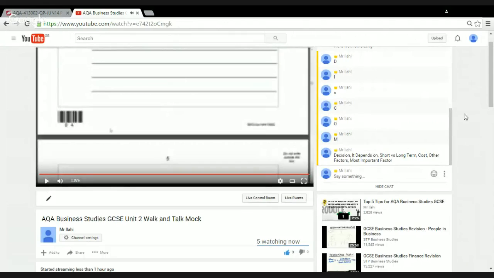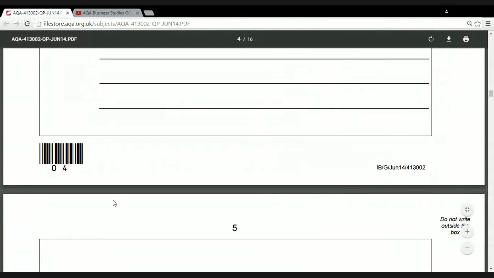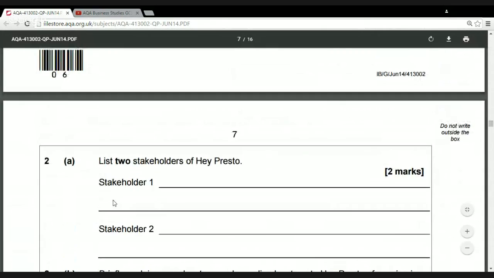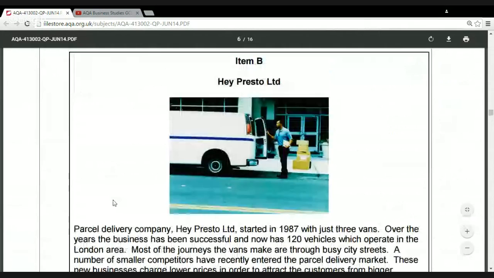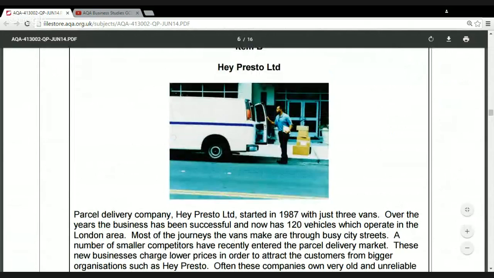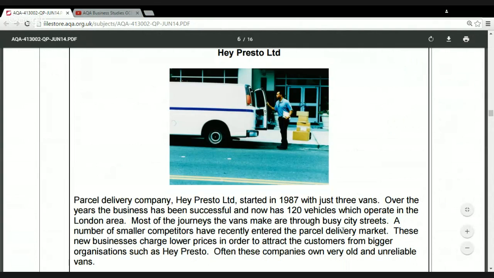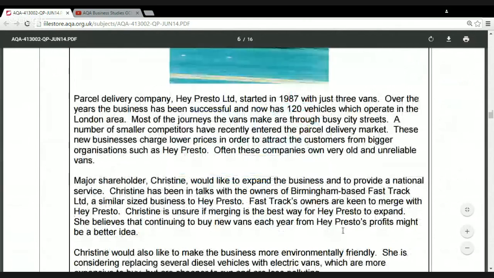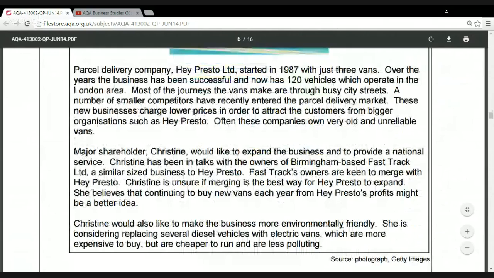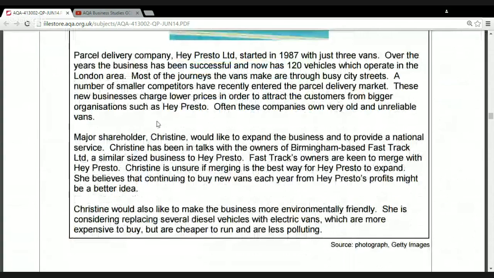The next thing we're going to look at is the next case study, which is Hey Presto Limited. This is a case study that people I've taught are very familiar with. For those just watching for the first time, I'm not going through this case study as much as some of the students a bit closer to home might have. It's a parcel delivery company, Hey Presto Limited.